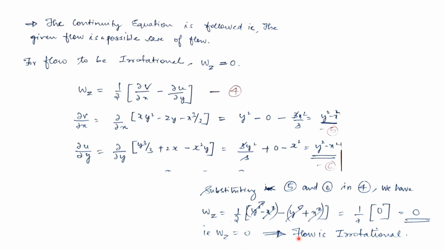So what it proves is that our rotational component is 0. When the rotational component is 0, it is a possible case of the flow being irrotational. That is the most important thing: the possible case of flow being an irrotational flow.